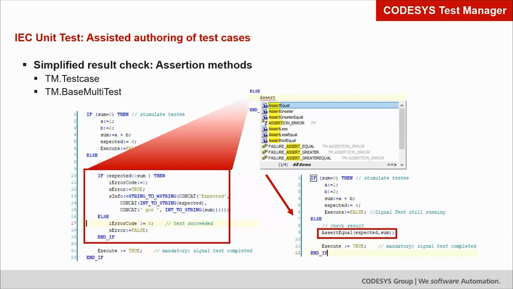So there will be a number of assertion methods for all kinds of data types and kinds of checks like equal, greater, or less, as you can see here in the screenshot. And also the test case templates which we create already include these new assertions and not the old code, as you can see on the left side.